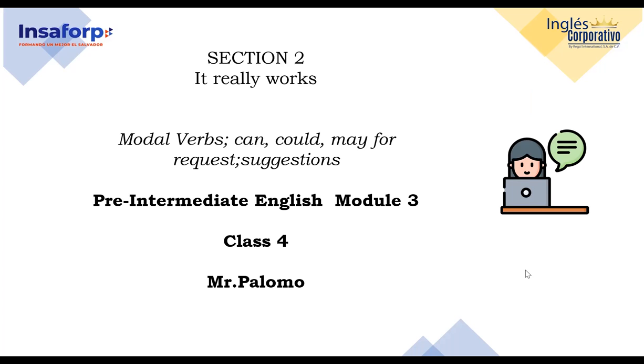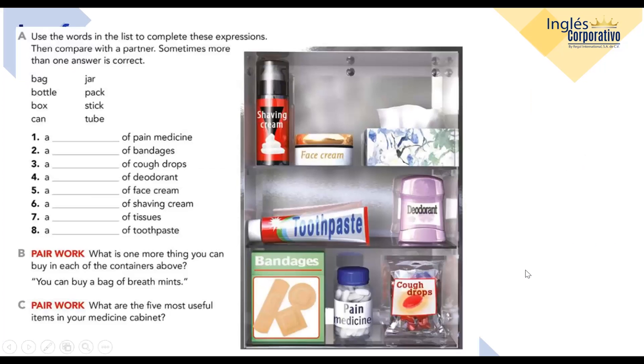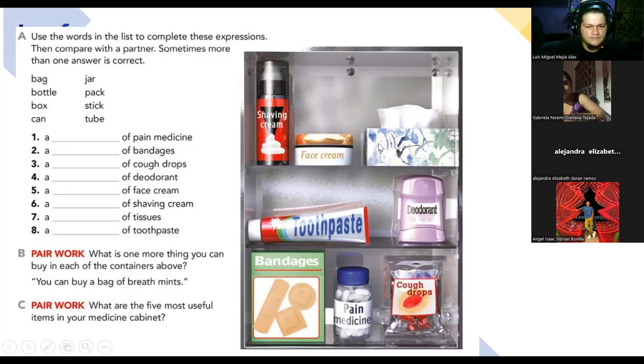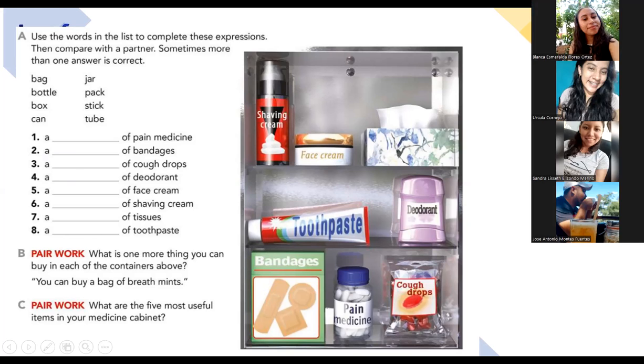We're going to start with the content right away. Let's take a look at this information, okay? What do we have here? Tell me, please. What do you see here in this picture? Anybody? It says hygienic stuff. Okay, how do you call that in English? It's like a botiquín, right? How do you say that in English?